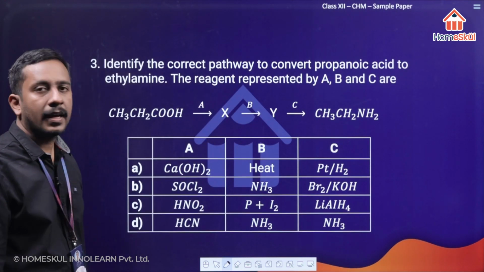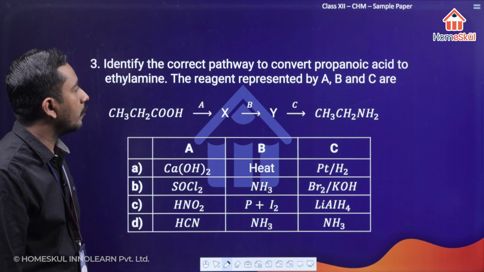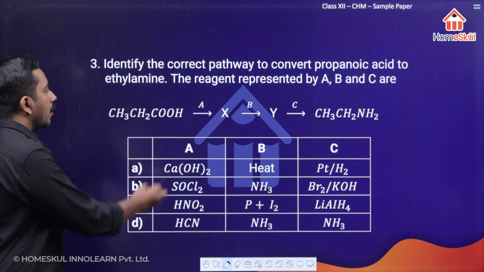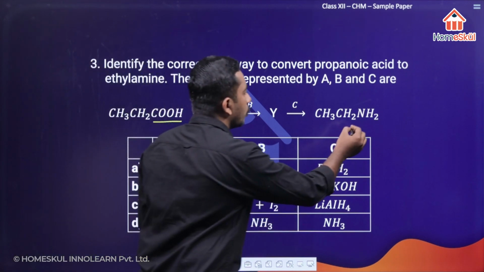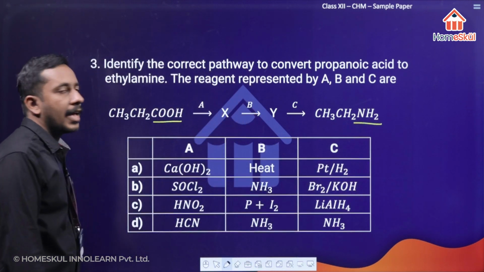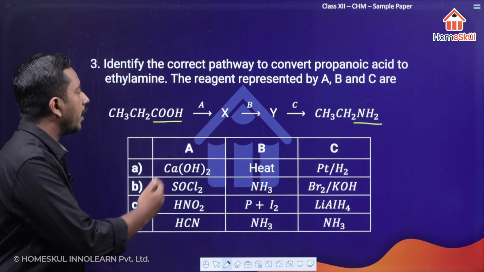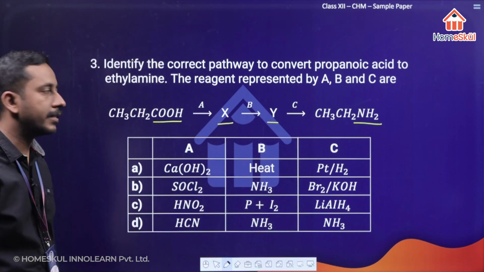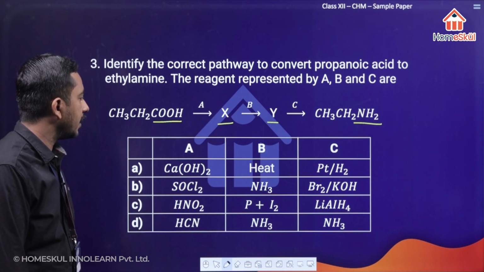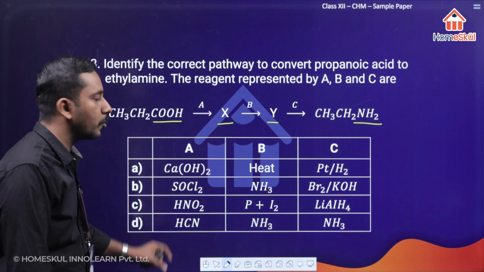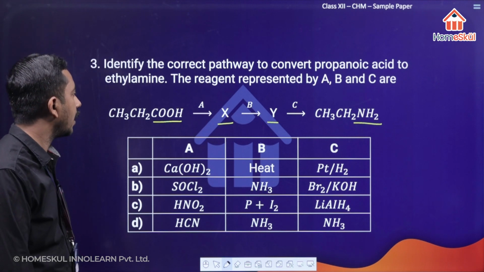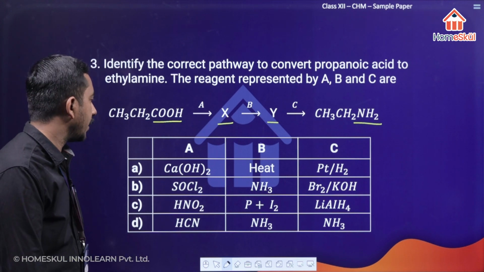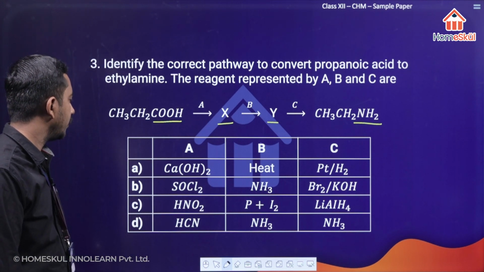The third question, identify the correct pathway to convert propanoic acid to ethyl amine. So we have to convert a carboxylic acid into an amine, and we have to go through 2 intermediate products. So we have to get 2 intermediates, that is X and Y. So we'll have to use 3 reagents. There are different options for 3 reagents that is given. So we have to choose the appropriate set of reagents by which we can convert a carboxylic acid into an amine in 3 steps. So let us see which is the best option that is available.